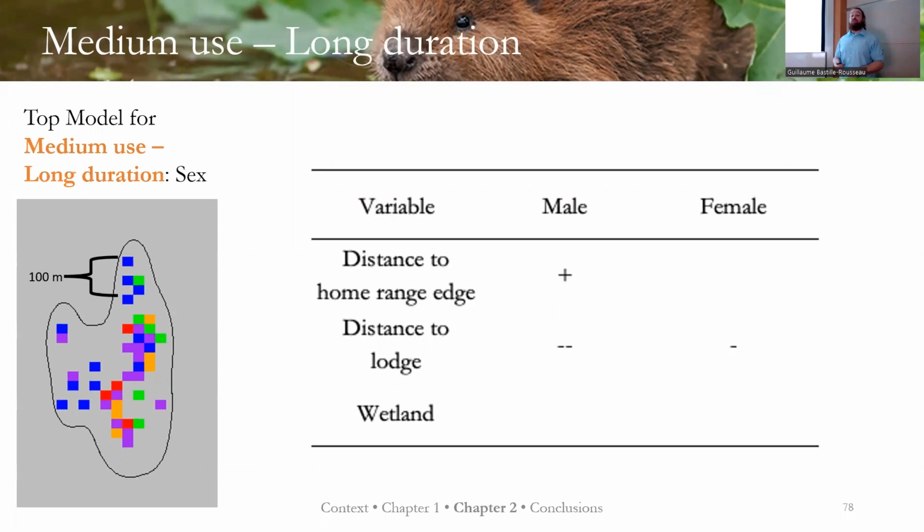And then the top model for the medium use long duration cluster included an interaction between sex and the environmental covariates. And for this one, it was much more likely to occur for males away from home range edges, as well as in close proximity to the lodge or den. And for females, it was just more likely to be found in close proximity to the lodge.